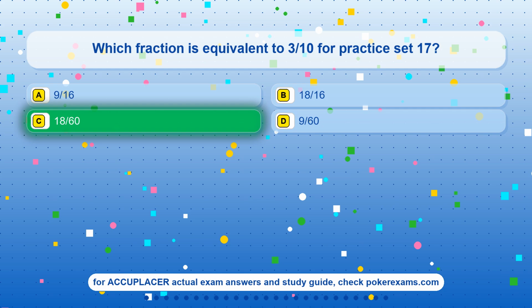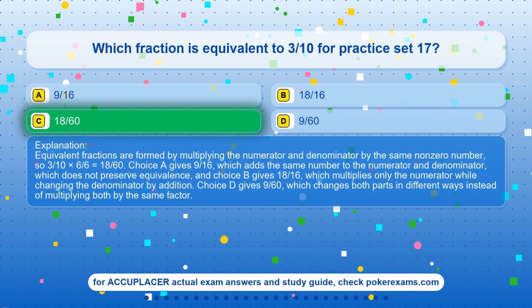The correct answer is option C, 18 sixtieths. Equivalent fractions are formed by multiplying the numerator and denominator by the same non-zero number, so 3/10 times 6/6 equals 18 sixtieths. Choice A gives 9 sixteenths, which adds the same number to the numerator and denominator, which does not preserve equivalence, and choice B gives 18 sixteenths, which multiplies only the numerator while changing the denominator by addition. Choice D gives 9 sixtieths, which changes both parts in different ways instead of multiplying both by the same factor.